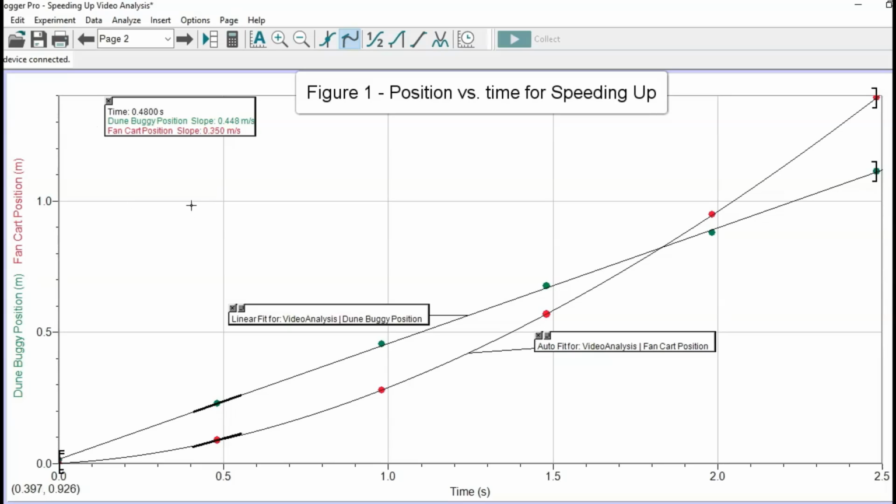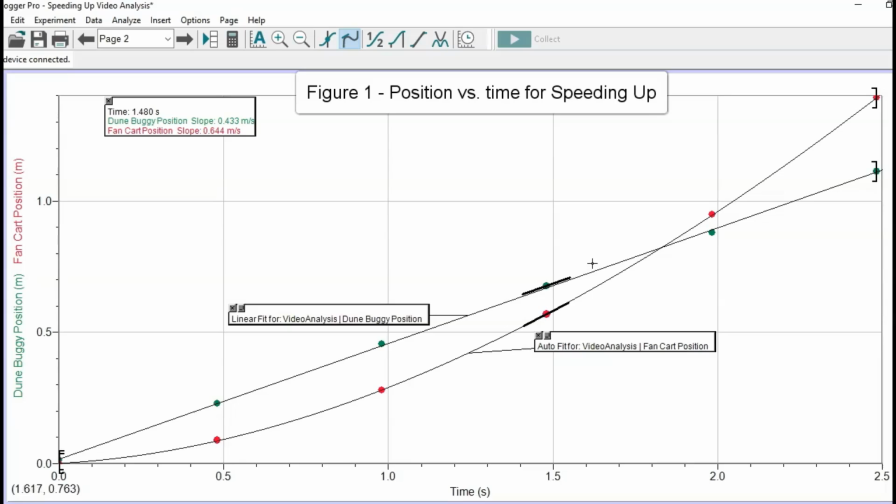Now, if we go to the next data point, you can see that the dune buggy's slope is the same, but the fan cart slope has increased to 0.35. When we go to the next data point, now the fan cart is going a little bit faster than the dune buggy, 0.493, whereas the slope of the dune buggy is basically the same, 0.44. If we move on to the next time data point, you can see the fan cart slope is getting even steeper, 0.644, whereas the dune buggy's slope is remaining essentially the same, 0.433.